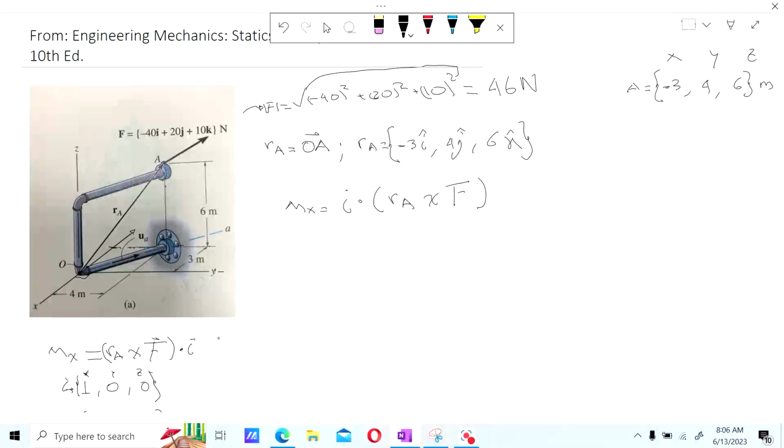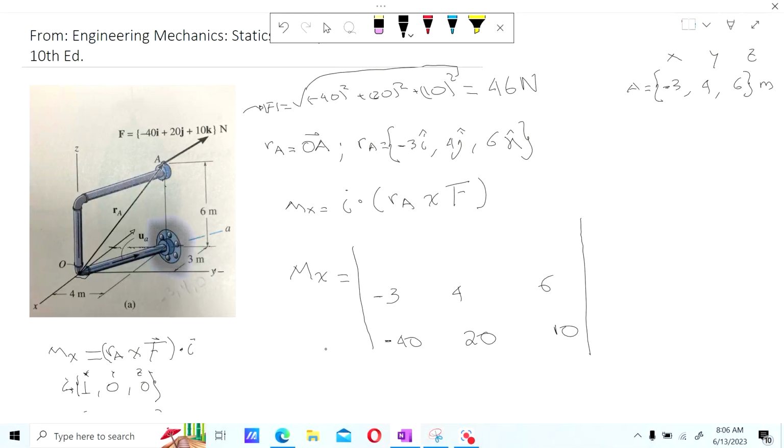All right, next point would be to set up the equation. So Mx, the moment around the axis x, is equal to, so we have a cross product here. So the force F is negative 40, 20, and 10. The distance is negative 3, it's right here, positive 4, and positive 6.